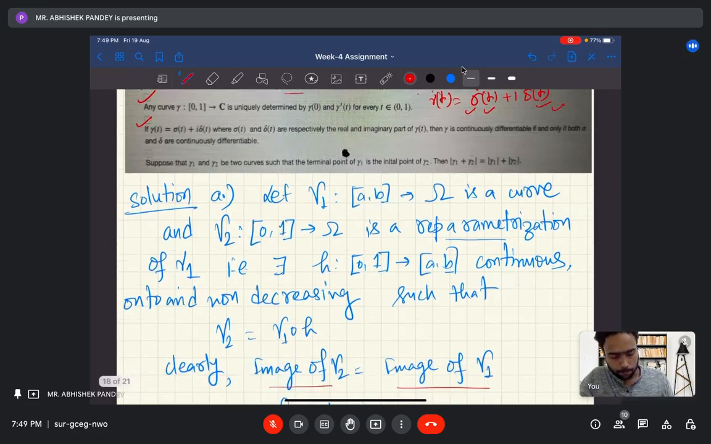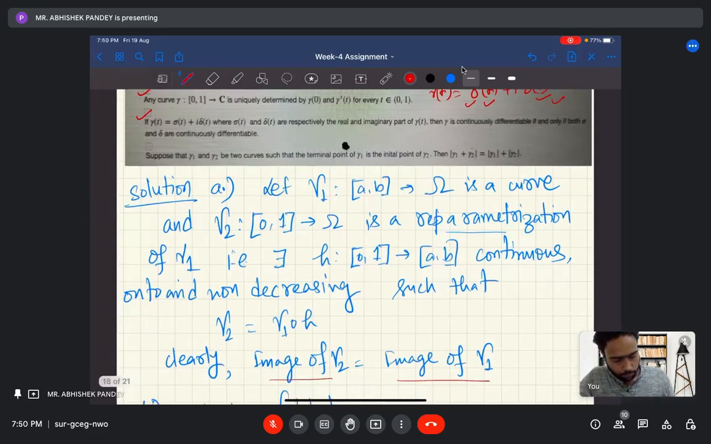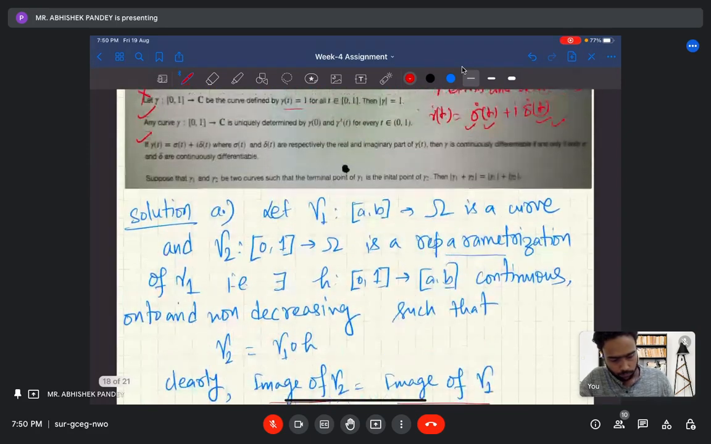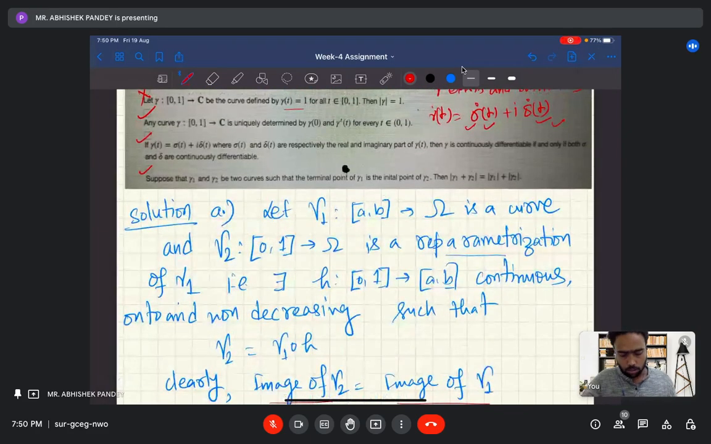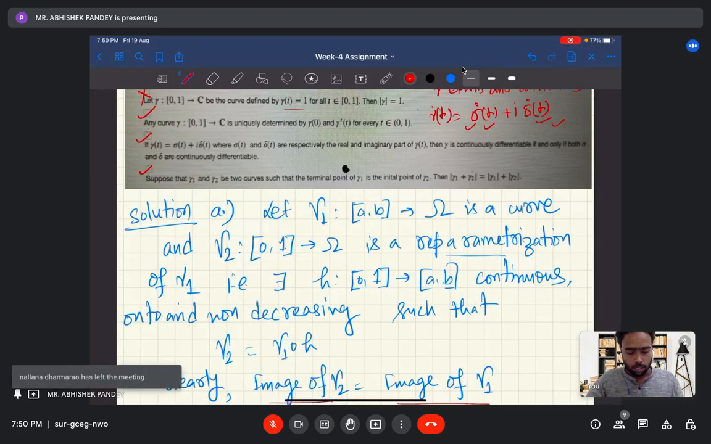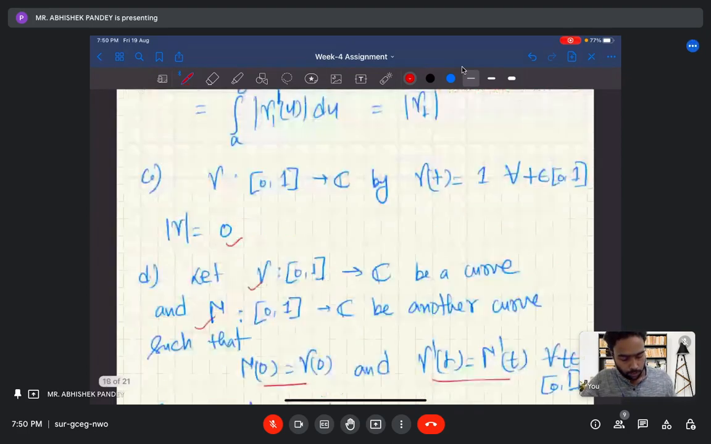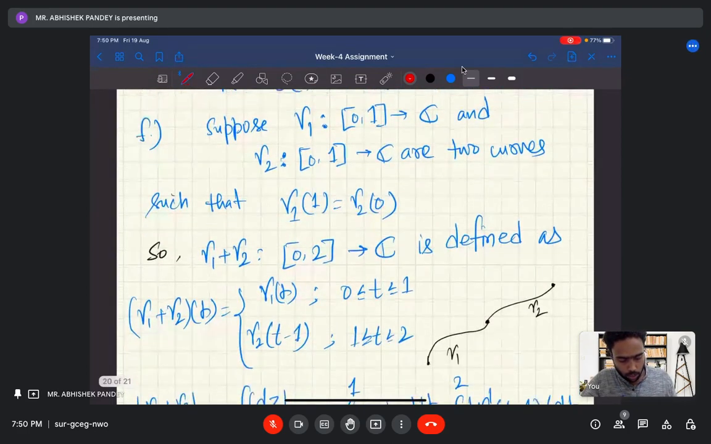Now the last option is also true. This is like adding two curves. How will we add two curves? Suppose gamma 1 and gamma 2 are two curves such that the terminal point of gamma 1 is the initial point of gamma 2. Then the length of gamma 1 plus gamma 2 equals the length of gamma 1 plus the length of gamma 2. It is based on how we define it.